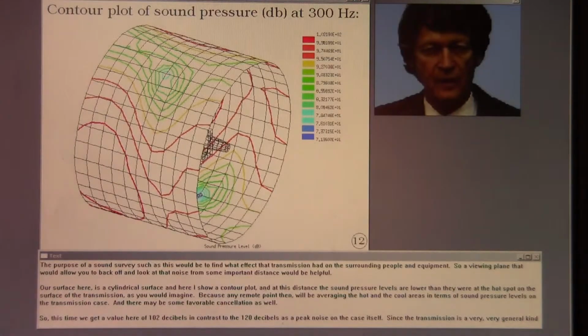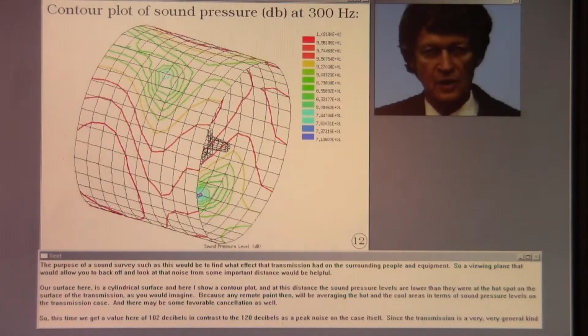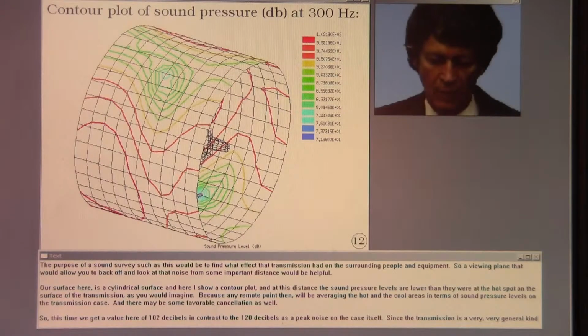The purpose of a sound survey such as this would be to find what effect that transmission had on the surrounding people and equipment. So a viewing plane that would allow you to back off and look at that noise from some important distance would be helpful.